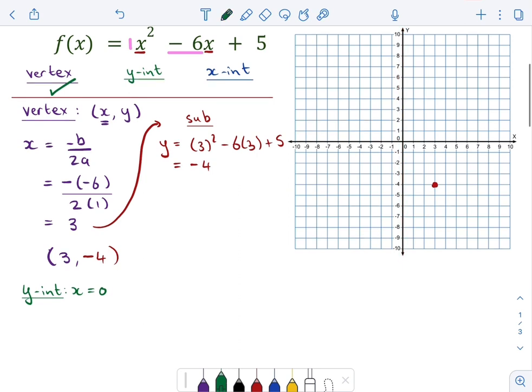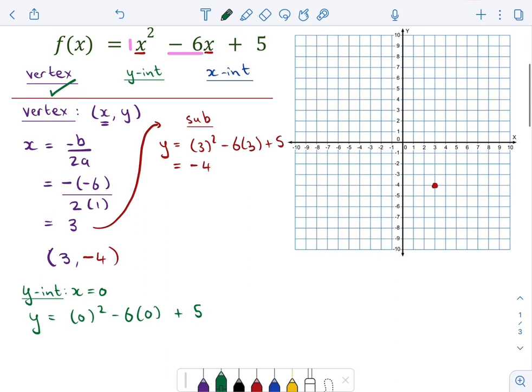Therefore, when I'm trying to find the y value, I input 0 into the x value, and I notice that I'm left with the value of 5. That is the value on the end. All of this will be 0, and I'm left with y is 5.